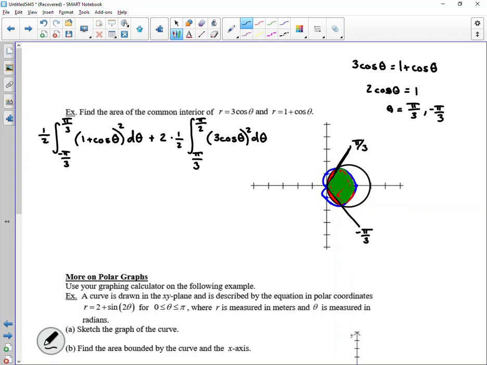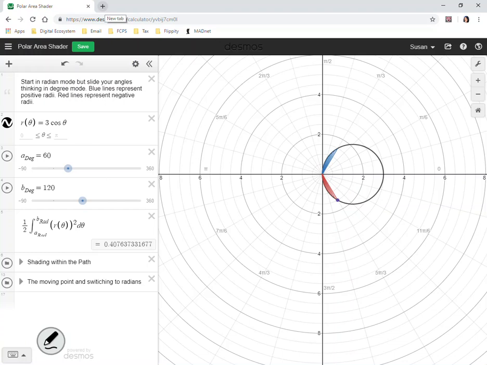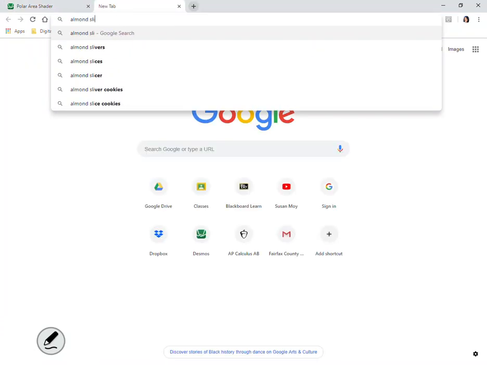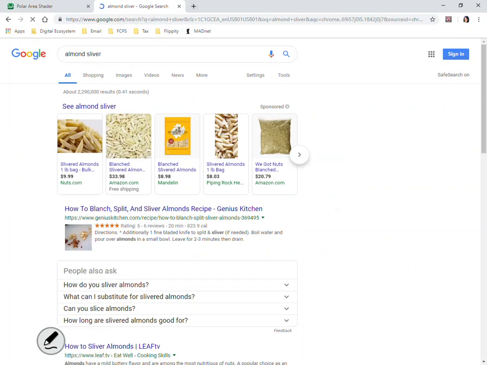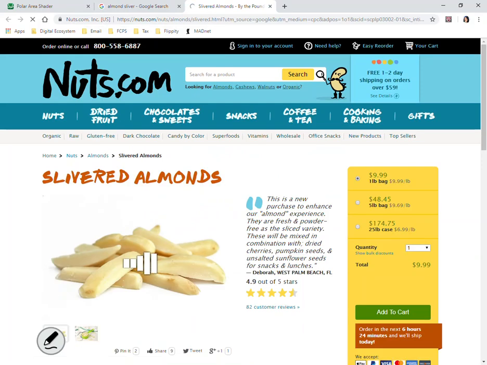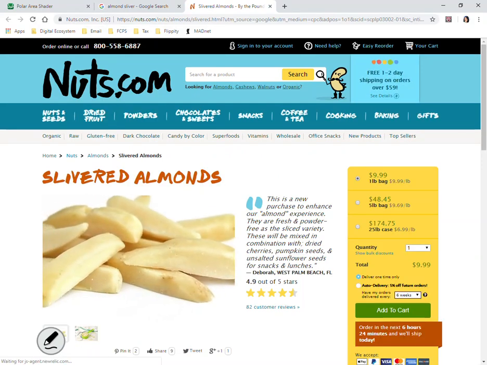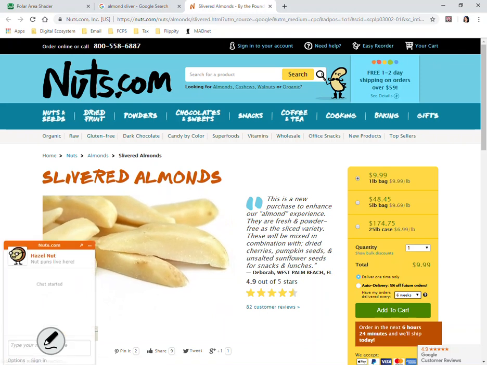Okay. So this is like the almond sliver. Have you ever had almond slivers? Do you know what I'm talking about? They look like almond slivers. I'll show you what an almond sliver looks like. See? That's what a slivered almond looks like. Oh, I was thinking about Nuts.com. That's exactly what that little piece looks like.